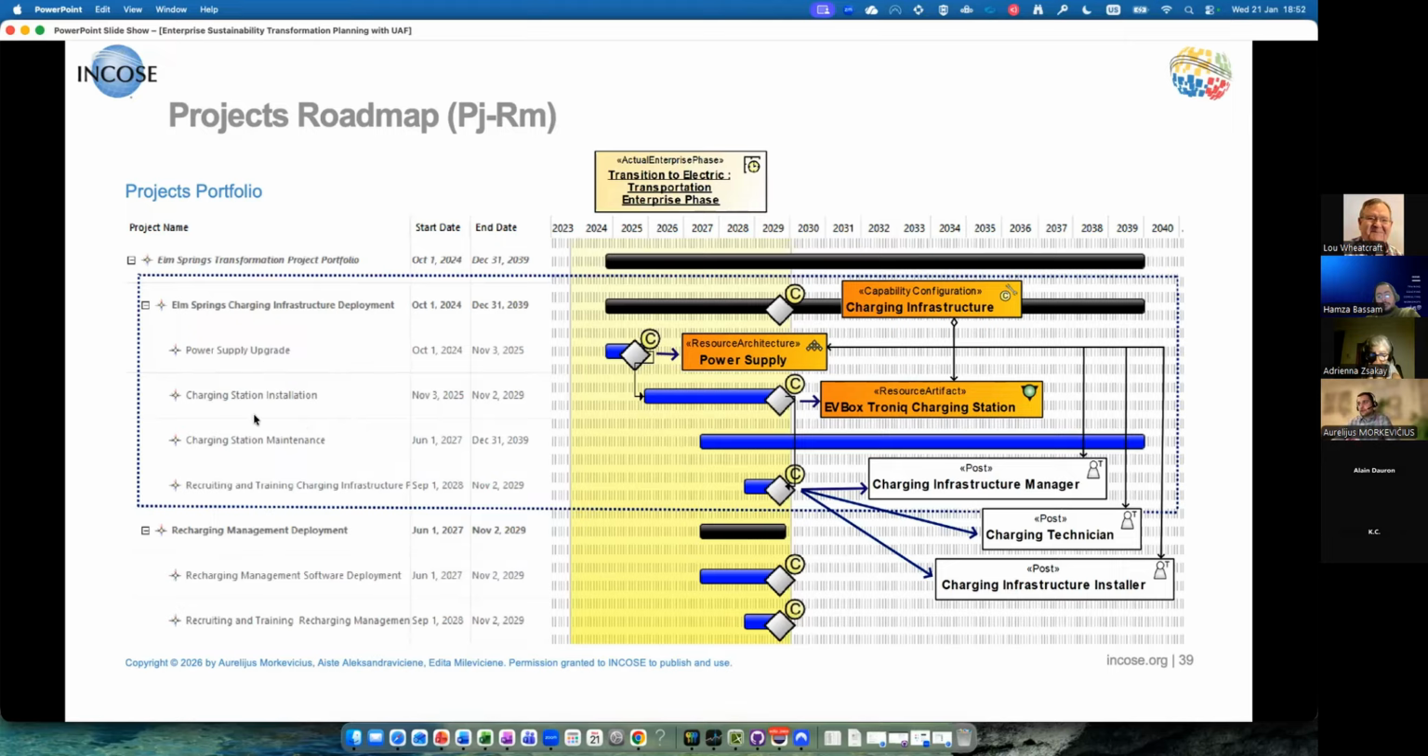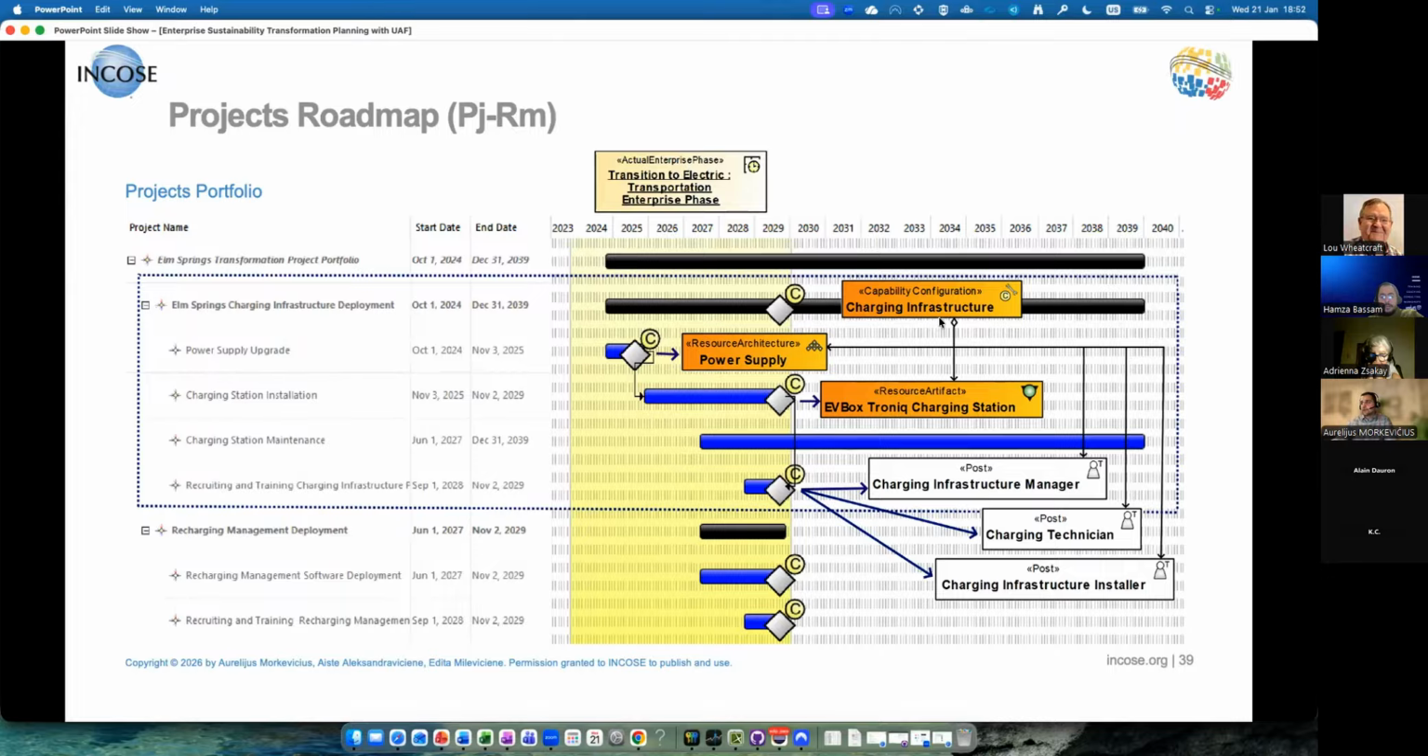Then for the charging station installation, we see it delivers the charging stations, and then for the personnel, we deliver the new roles. The new roles with the trained personnel, so that we actually get what we need for the capability to be deployed. In this case, charging infrastructure managers, charging technician, and charging infrastructure installer. And overall, all these smaller projects are combined into one bigger project as a part of the overall portfolio.